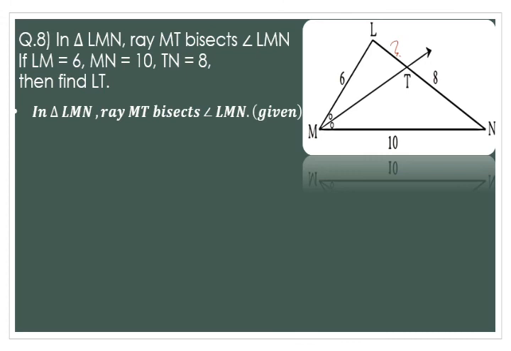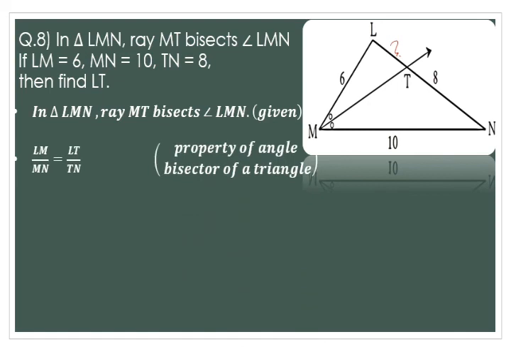Now by property of angle bisector of a triangle, we can write LM upon MN is equal to LT upon TN. Substituting the values: LM is 6, MN is 10, LT is unknown, and TN is equal to 8. By cross multiplication, LT is 6 into 8 upon 10, which is equal to 4.8 units. Hence the value of LT is 4.8 units.